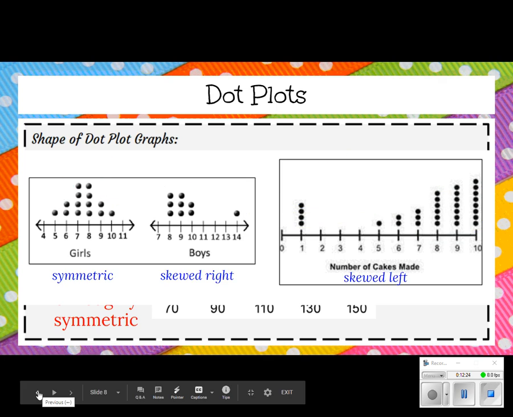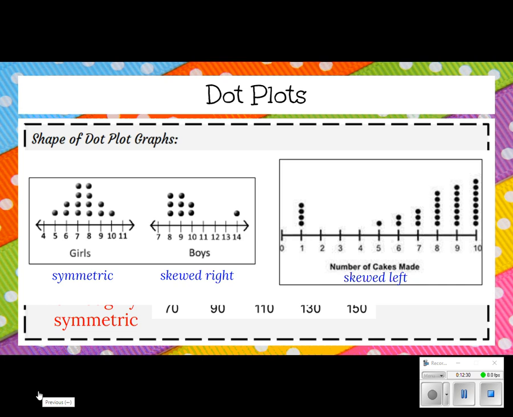All right, so that's pretty much it for dot plots. You need to be able to make them. You need to be able to recognize if there is a cluster or a gap. And then you also need to be able to talk about the shape. Is it symmetric? Is it skewed left, skewed right?